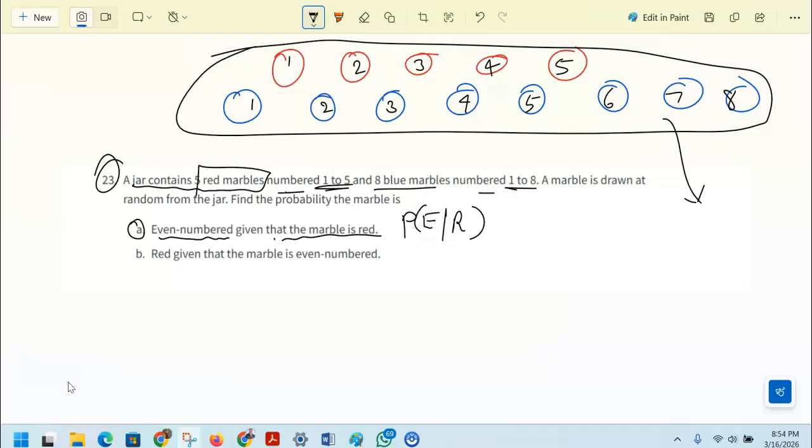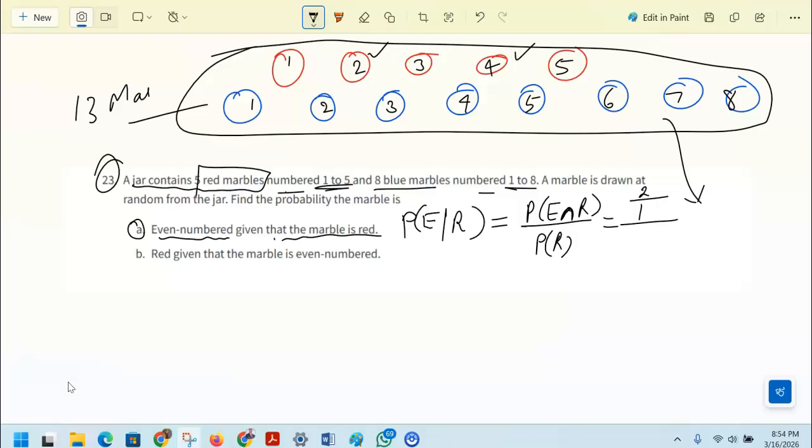So this is, we can use conditional probability is a ratio where you put the R down, the red, and probability of the marble is even as well as red. Okay, now there are altogether 5 plus 8, there are 13 marbles total. So that means which are the, how many are both even and red? So even and red. So in the red section you can see this, there are 2 here. So it is 2 out of 13, correct?